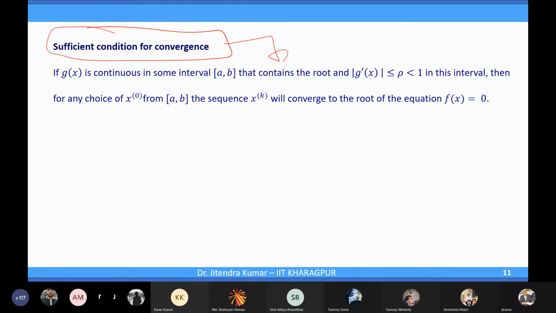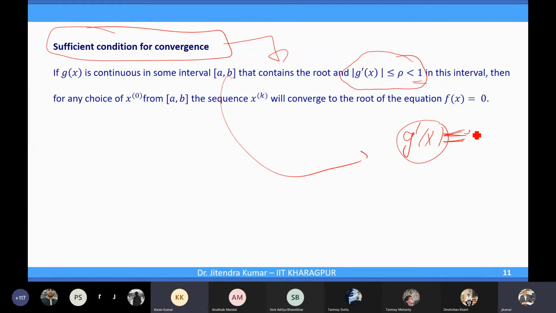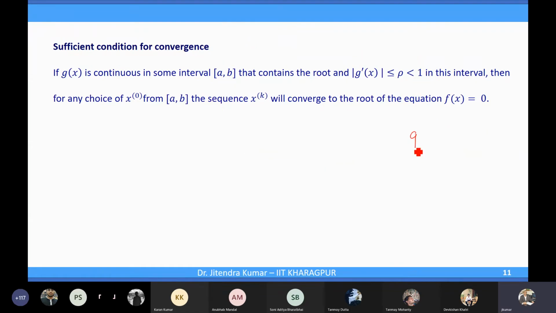So what is rho here? What we are telling, actually, is that g prime should be strictly less than 1. See, g'(x) will take some values in this interval (a, b). So the maximum value of g' is less than something which is less than 1. The point is that this should be strictly less than 1, right? So instead of that, you can also say that g'(x) should be strictly less than 1. That's all. The meaning is this one.